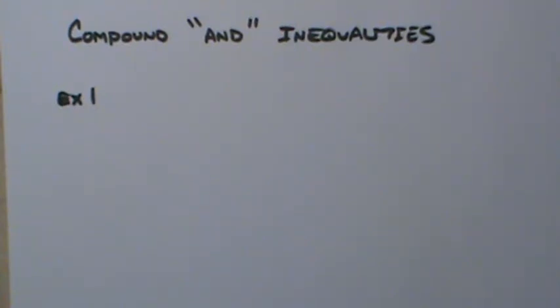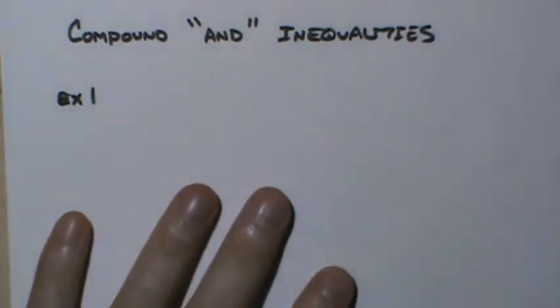Now for the other side of the coin, we talk about the compound AND inequalities. AND statements are more restrictive. They usually have fewer numbers that are shaded overall. Even the way that we graph is going to be a little bit different.